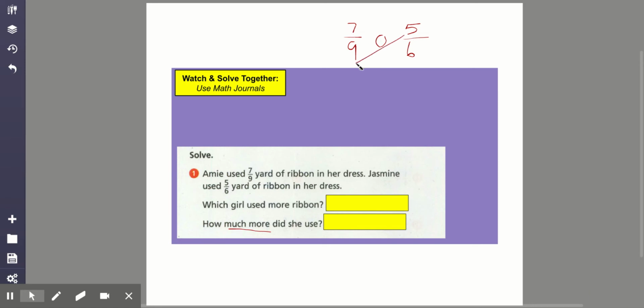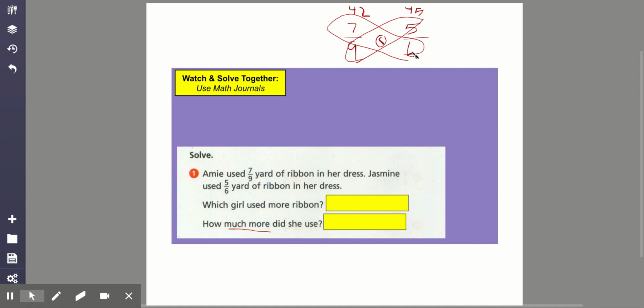I'm going to crisscross, multiply. So 9 times 5 is 45. And then 7 times 6 is 42. So which one's bigger, 42 or 45? 45 is bigger. So 5/6 is the greater fraction. So when I write this out, 7/9 is less than 5/6, or 5/6 is greater than 7/9.